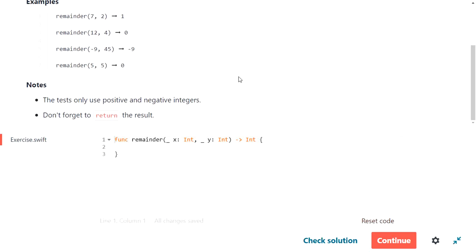So for this challenge we will only use positive and negative integers. We will not use any floating integers.